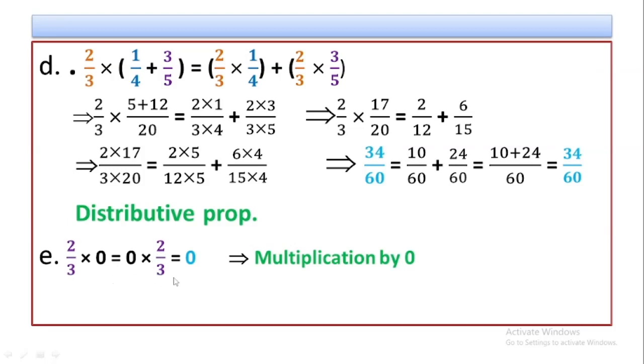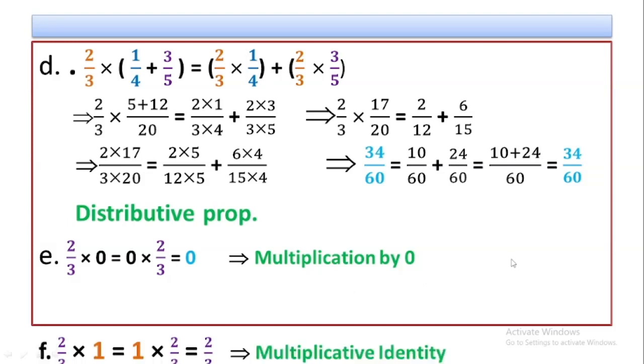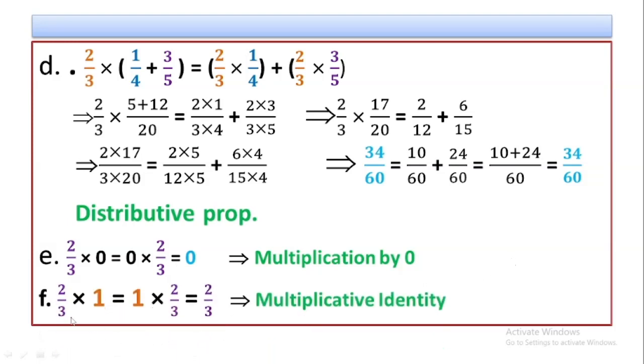This is a commutative property, but if we multiply any rational number by 0, the result will be 0. So this property is said to be multiplication by 0. And this is the multiplicative identity. If a given rational number is multiplied by 1, the result will be the number itself. So this is the multiplicative identity.